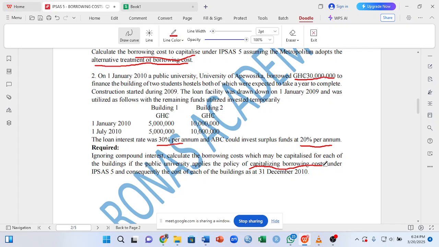Specific borrowing. Yes. Why is it specific borrowing? Yeah, they said to finance the building of what? Two student hostels. So you borrowed this amount of money to finance the construction of the two student hostels.